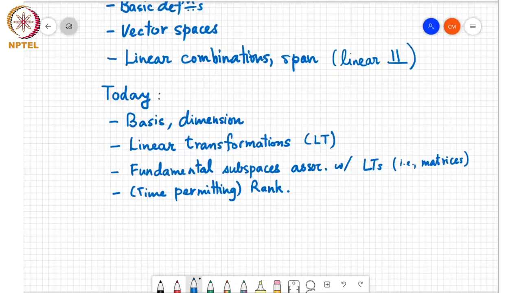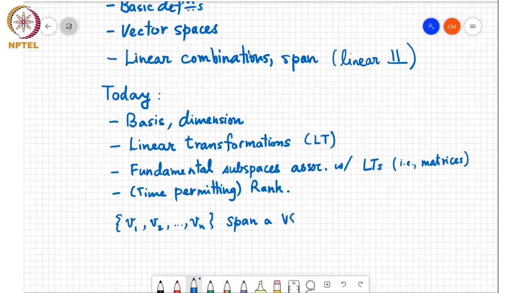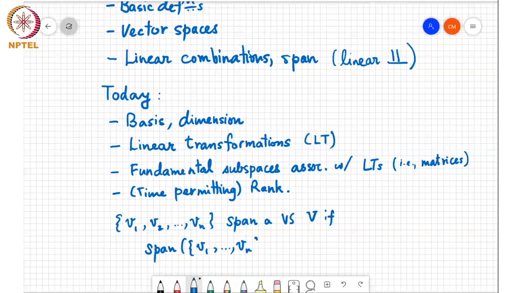Okay, now to recall the last thing we discussed in the previous class: a set of vectors v1, v2, up to vn span a vector space V if the span of v1 through vn is equal to V. That means that every vector in capital V can be written as a linear combination of v1 through vn.